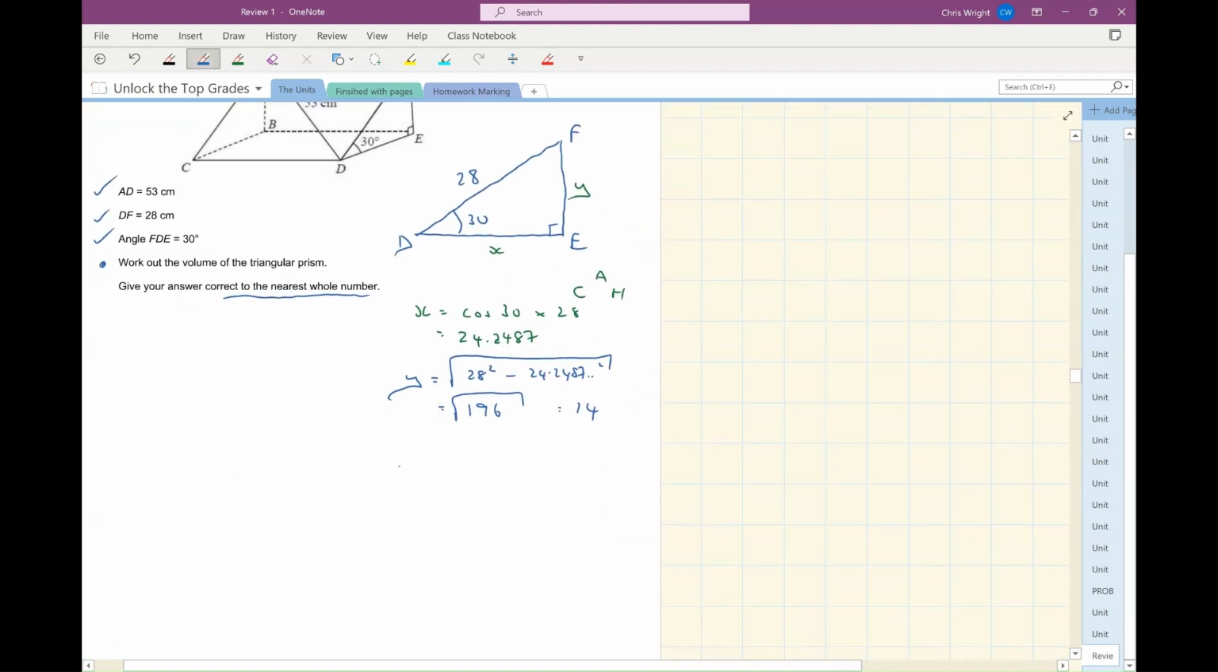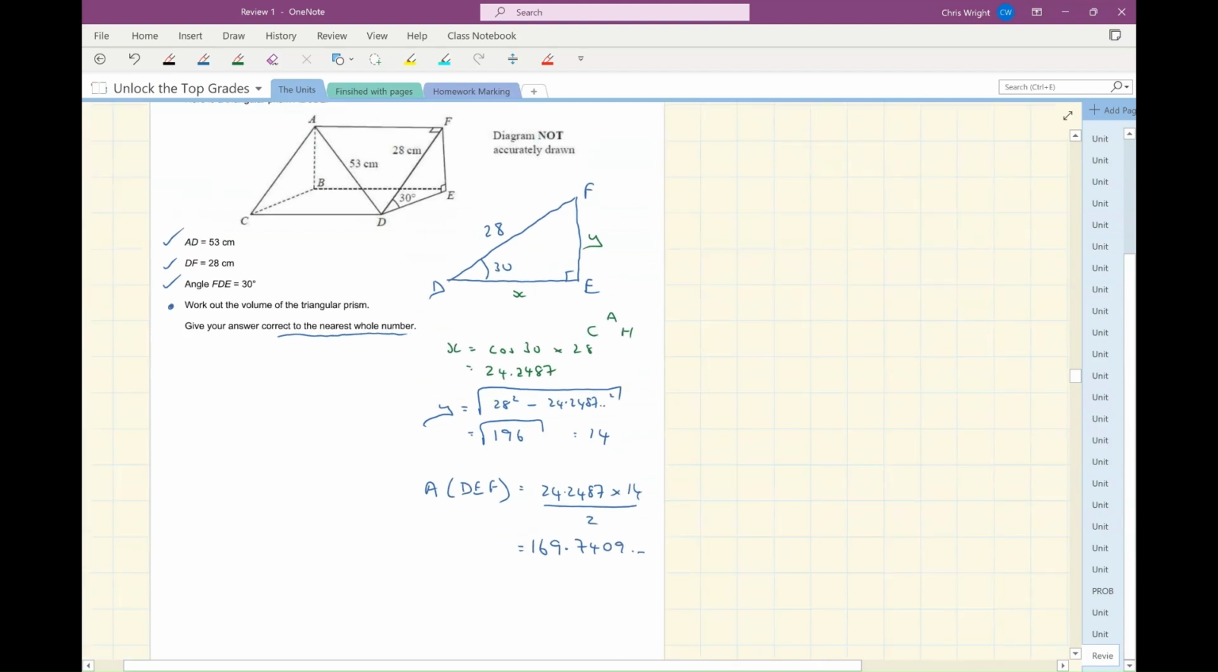Okay, so now I think I can find the area of that. Here we go, I can find the area of the end now. So the area of DEF is the base, 24.2487 times the height divided by 2. Okay, so that is 24.2487 and so on, times by 14, divided by 2. So I get an area of 169.7409. That'll do.